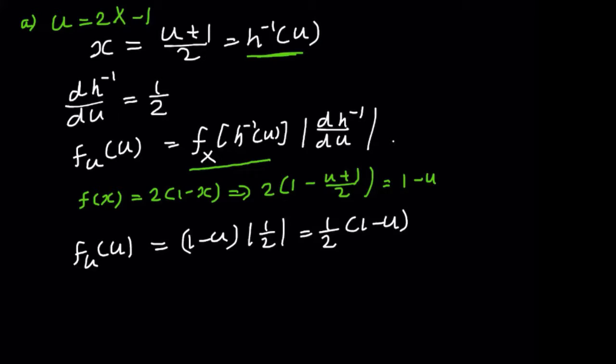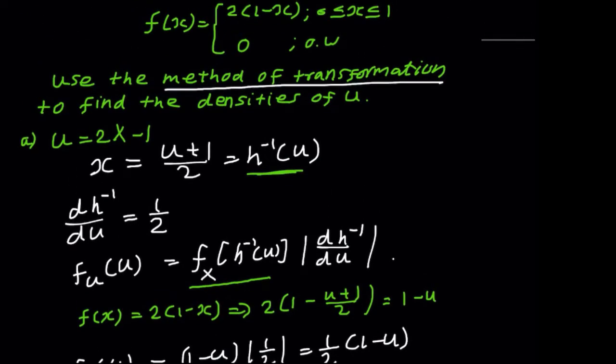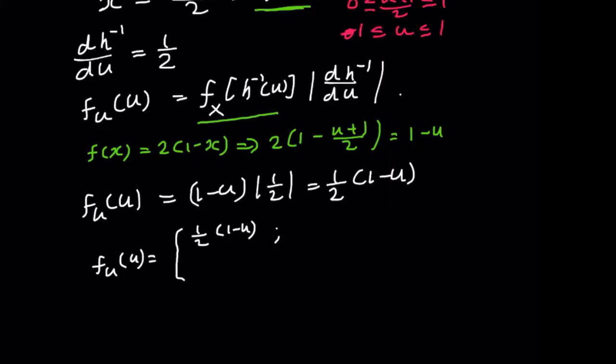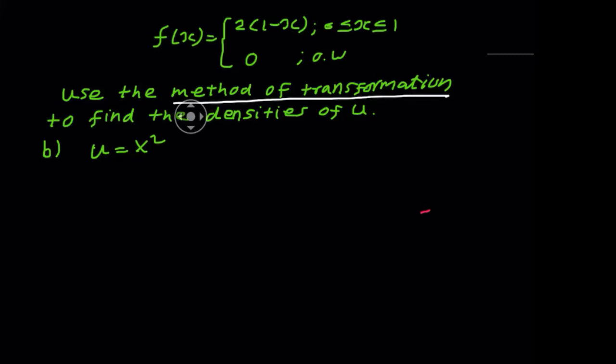Okay, so how do we write this down? f_U(u) equals 1 minus u. What is the range? Go back to the problem. You see x is between 0 and 1. So you can plug x here, which is (u plus 1) divided by 2, between 0 and 1. So you will get u between negative 1 and positive 1. Therefore, we can write f_U(u) equals 1 minus u for u between negative 1 and positive 1, otherwise it is 0.